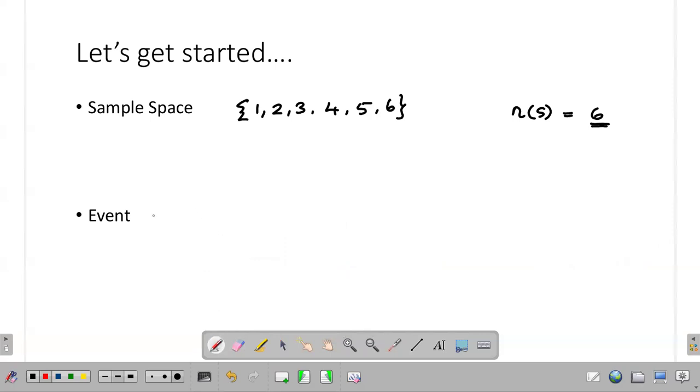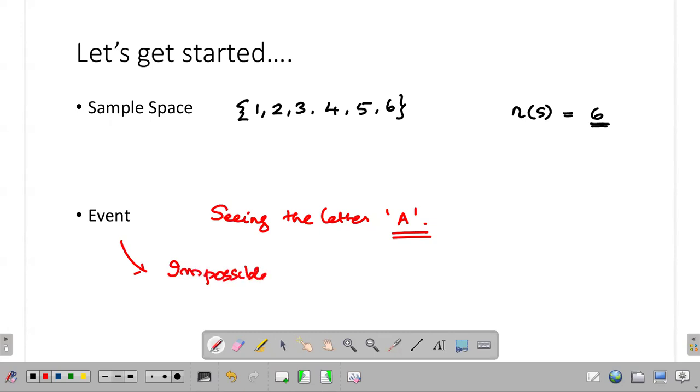Let me define another event here. I am rolling a dice and the event I am defining is seeing the letter, say, A. So can you tell me what the favorable outcome is in this case? I am rolling a dice and I am defining an event that I end up seeing the letter A. So I will say that this particular event, seeing the letter A when rolling a dice, is an impossible event, because it's never going to happen.